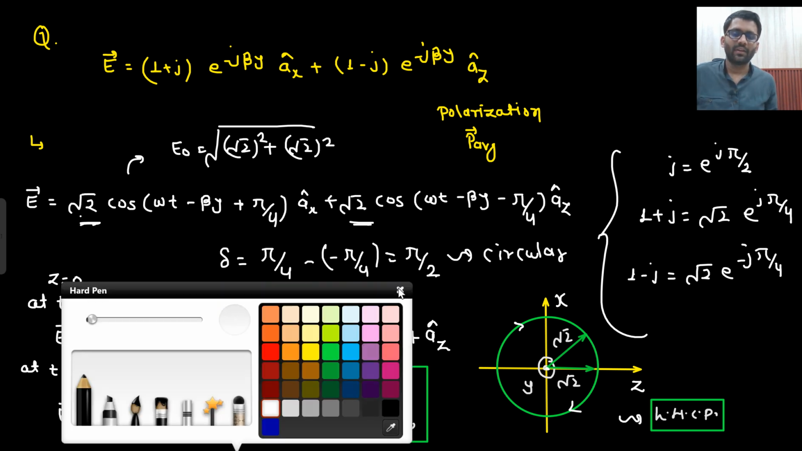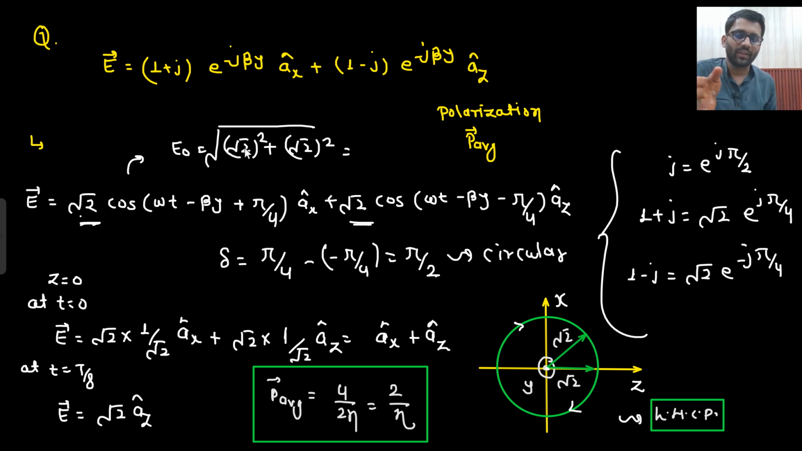Are you getting this point? How I am getting E naught? Basically, E naught is under root of 2 plus 2, under root 4. So E naught square by 2 eta, that would be the answer. So 2 by eta is the answer. Is that correct? Are you able to understand what we are doing? So these are very good examples. If you are able to solve, then it is pretty good for you. And certainly you are learning something new.